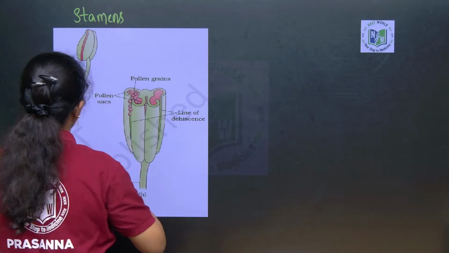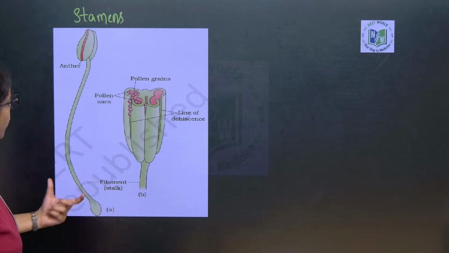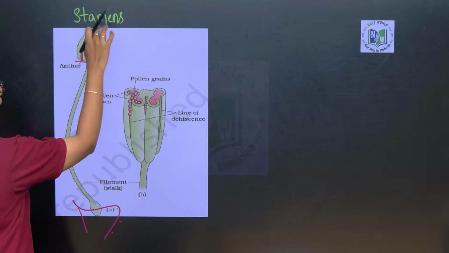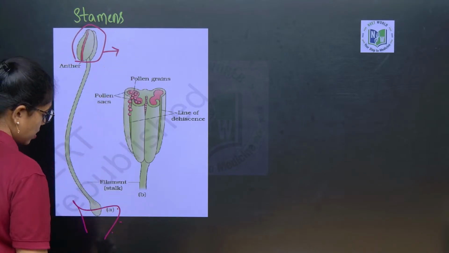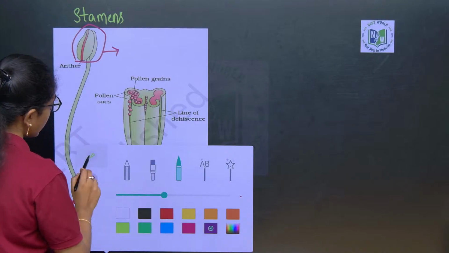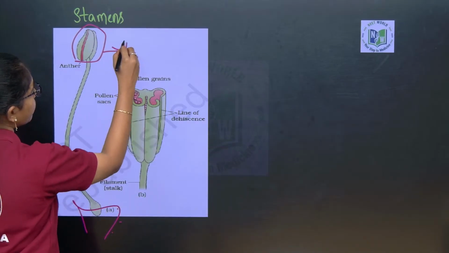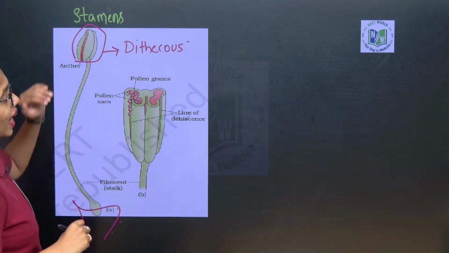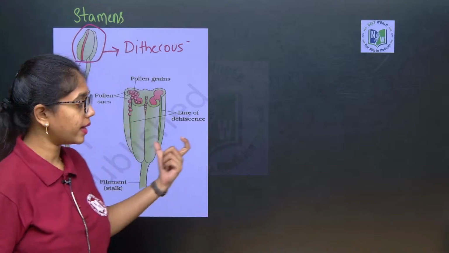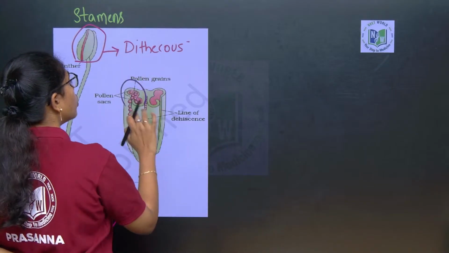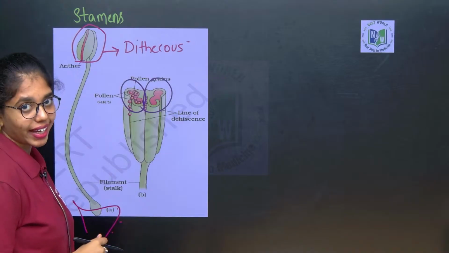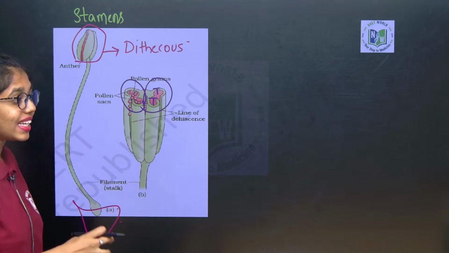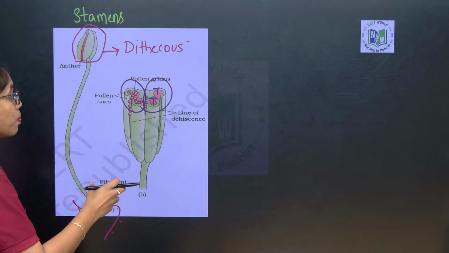Stamens have a very long filament whose proximal end is connected to the thalamus, and at the distal end it has an anther which is dithecous. If we transverse-section that dithecous anther, you can find two lobes, and each lobe has two theca, that is why it is called dithecous. It is a bilobed anther.